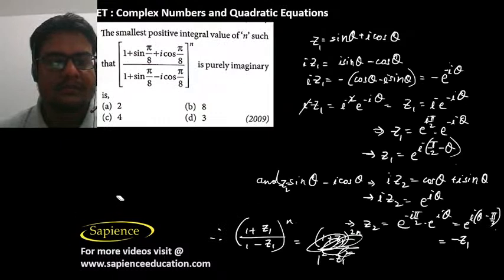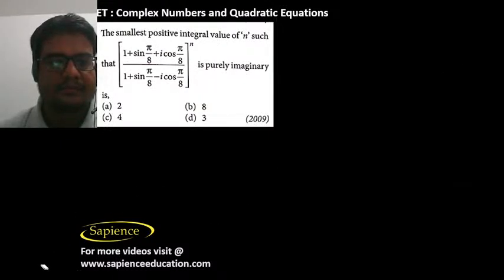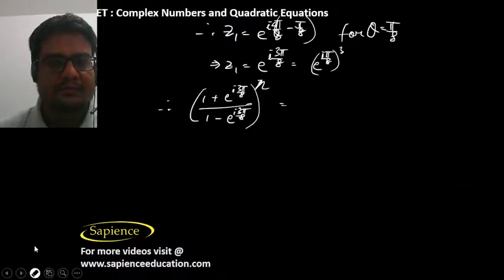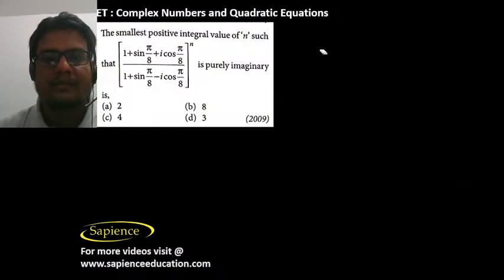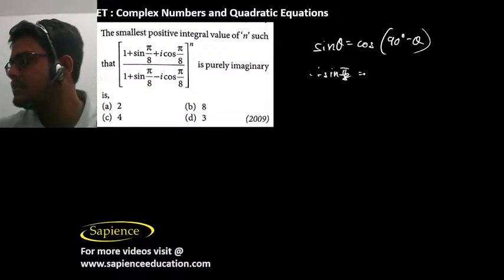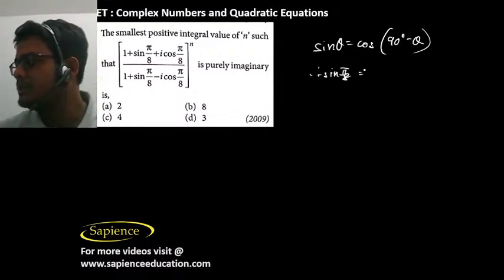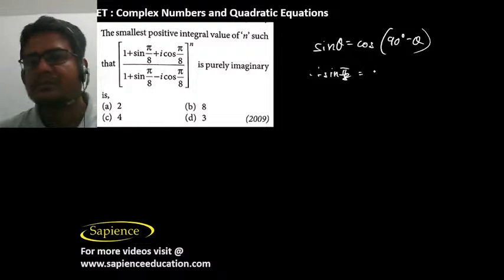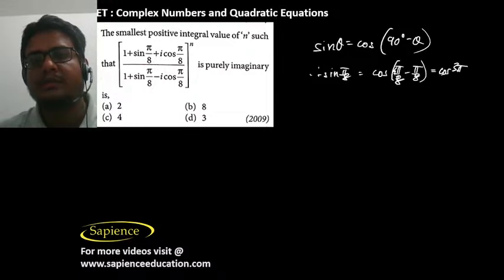Now here we know that sin theta is equal to cos (90 minus theta). So therefore sin pi by 8 can be written as cos (pi by 2 minus pi by 8). So that is cos 3 pi by 8.